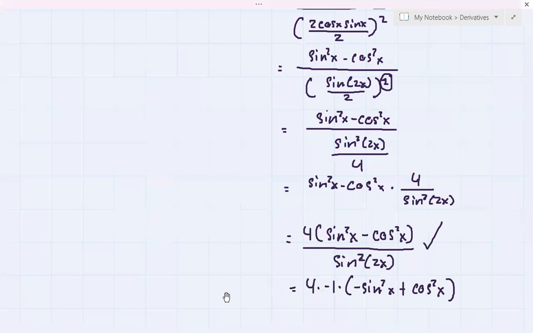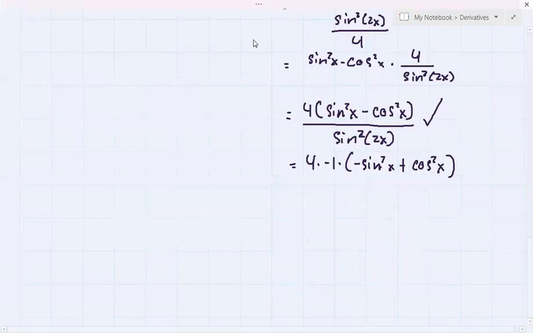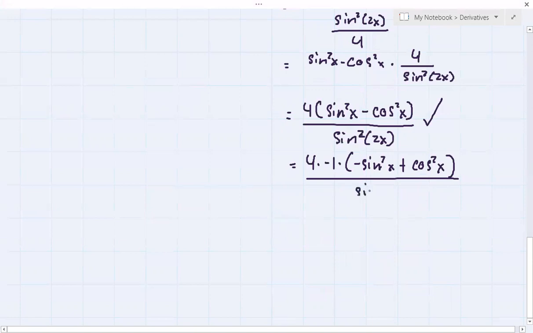Ganyan na siya. Okay? All over sine squared of 2x. Ganyan na yan. Okay? Squared pala siya, sorry. Then, let's multiply 4 and negative 1. So, maging negative 4 yan.